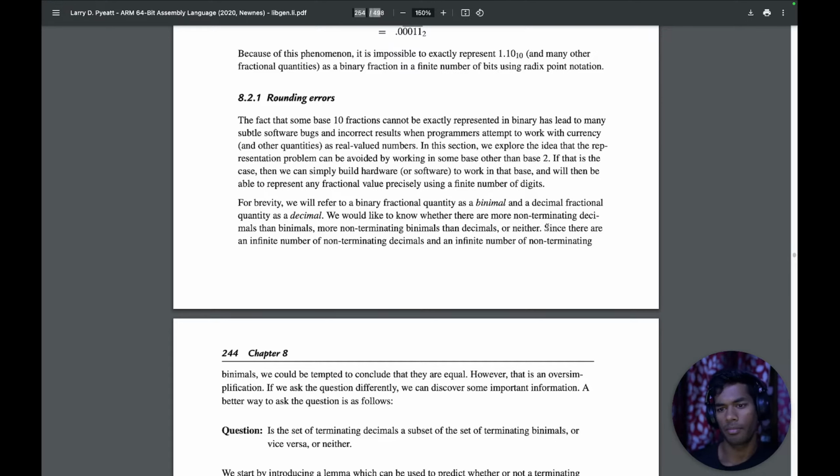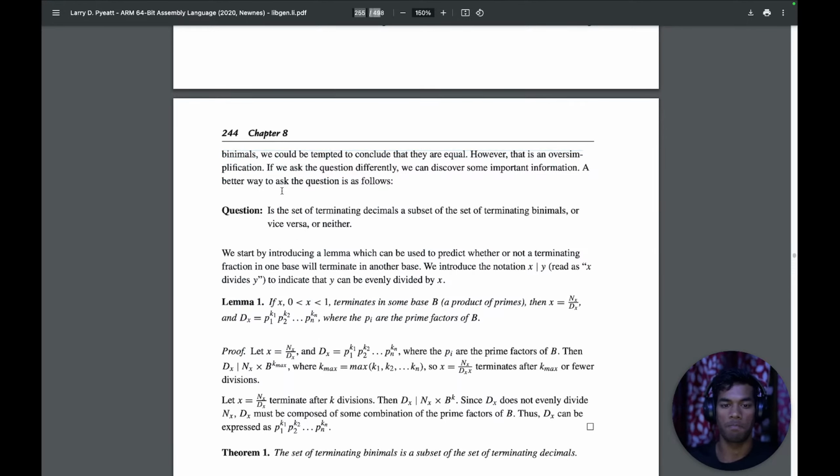Since there are an infinite number of non-terminating decimals and an infinite number of non-terminating binimals, we could be tempted to conclude that they are equal. However, that is an oversimplification. The infinities are not the same.